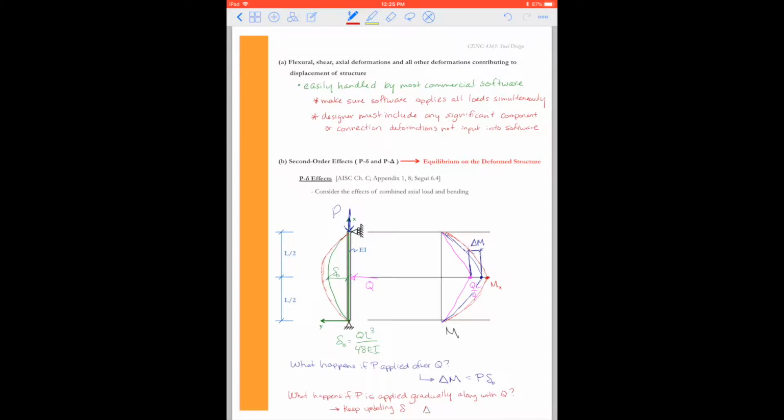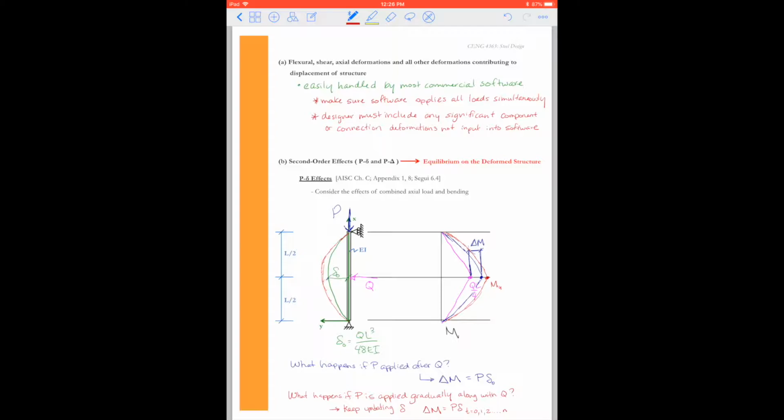And so we can represent that now as our delta M is going to be P times whatever delta is at a given time step. And we'll increment these time steps all the way up until we get to the total load applied to the structure. Okay, so that's how you can understand P little delta effects. And so hopefully if you have any questions, you can come find me.